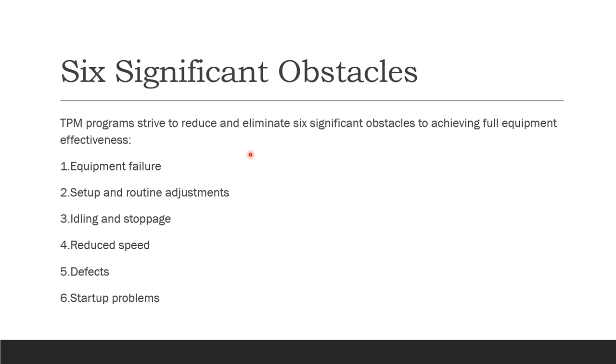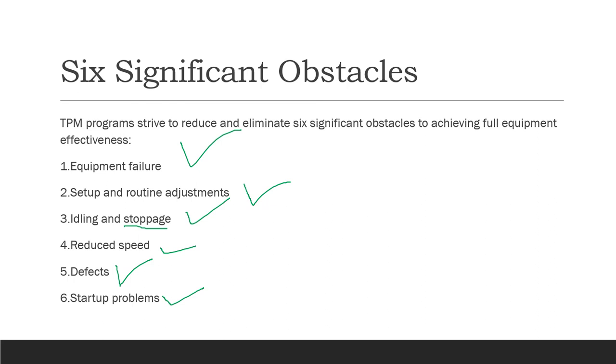Okay. This is a slide for this chapter. There are six very significant, big obstacles that TPM programs strive to eliminate. Why do we have to eliminate them? For the equipment to be effective so the system will be running. So what do we do? First, we get rid of failure. Second, we get rid of setup and routine adjustment. We get rid of idle time and minor stoppages. We eliminate reduced speed. We eliminate defects. We eliminate startup problems, where the machine or system is not running when you start it. So you want to eliminate all of that.